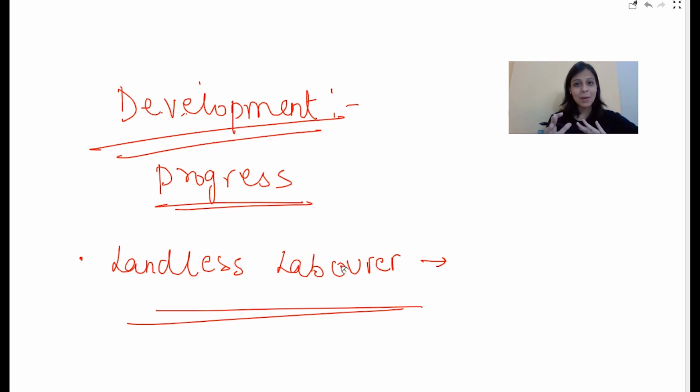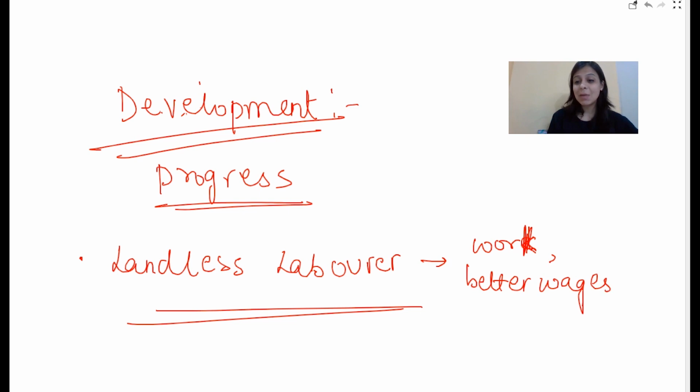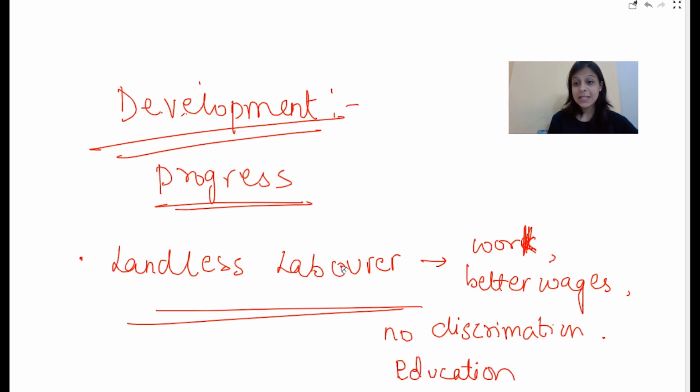So, coming back to the topic, development to a landless laborer might be that he wants more work days, more days for work. He might be asking for better wages. And what do you think he might be asking for his family? I guess that they should not be discriminated against, that he can provide proper education to his kids, and maybe better living conditions for his family. These are the developmental goals when I talk about a landless laborer.